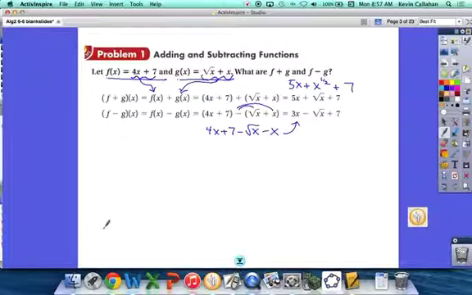Right, so if I would have asked you about that, how do you think it would work to add or subtract? That's probably what you would have guessed, right? And you would have been right.